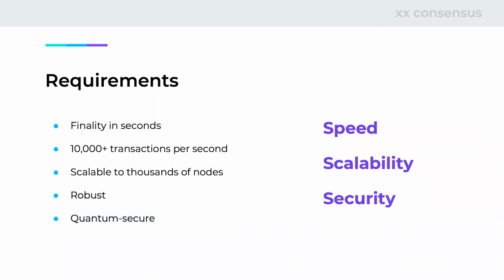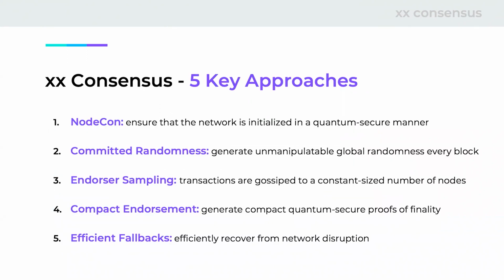So these are our requirements. Now we're going to take a look at the approaches we've used to achieve them. All right, so these are those 5 approaches we used to create the XX consensus. I'm just going to touch on each of these briefly since we're going to dig into them in a little more detail later on.